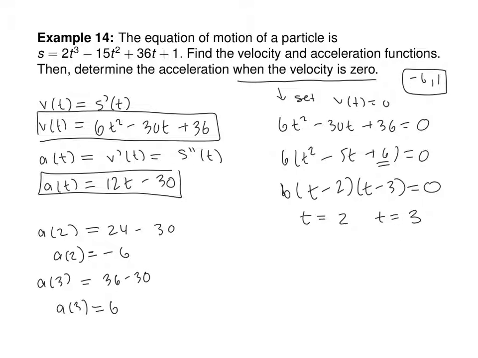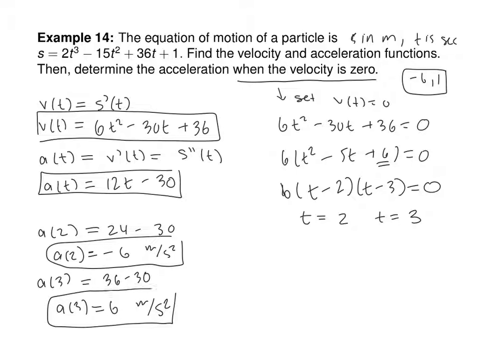I kind of boo-booed and didn't give you units here. Let's pretend that s is in meters, t is in seconds, in which case this would be meters per second squared, and this would be meters per second squared.